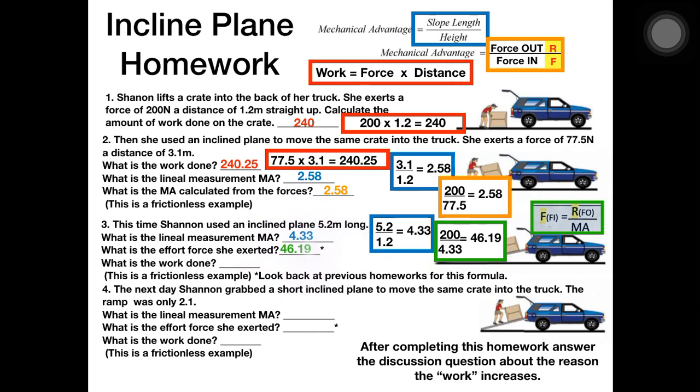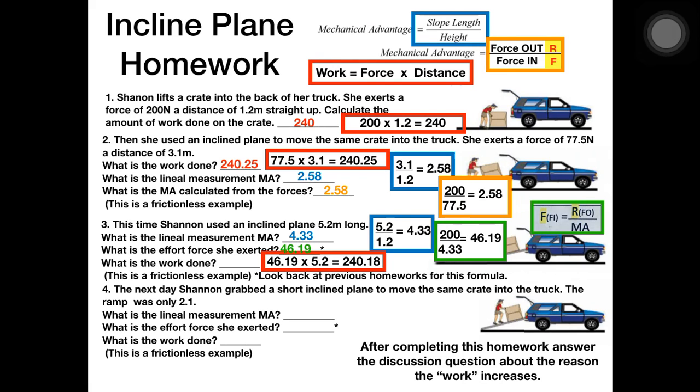So that was the effort that she put in, 46.19. What is the work done? So here we're going to need to use our work formula. Work equals force times distance. The force she put in, we just figured that out, 46.19. The distance tells us in the question, Shannon used an inclined plane 5.2 meters long.